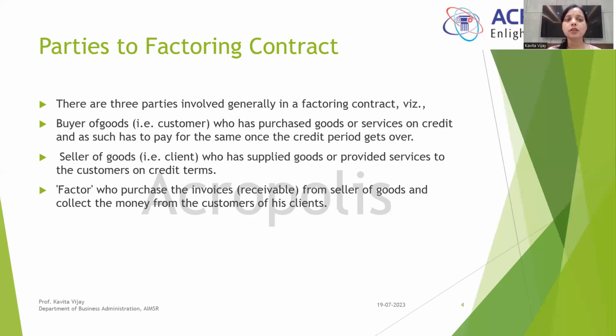Now let's discuss what are the parties involved in the factoring contract. There are three parties involved in the factoring contract. The first one is the customer who has purchased the goods from the firm or the company, and the seller of goods who has supplied goods or provided services at credit terms to its customer, and the factor who purchased the trade debts from the seller company who sells the goods and services to their customers on credit terms.